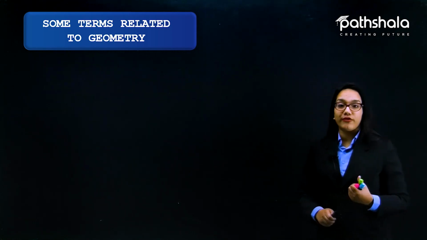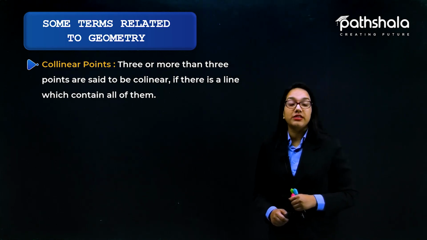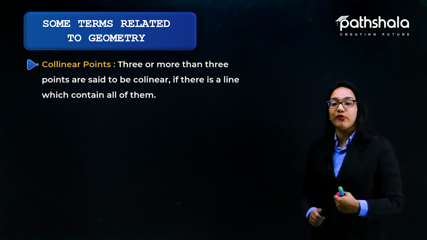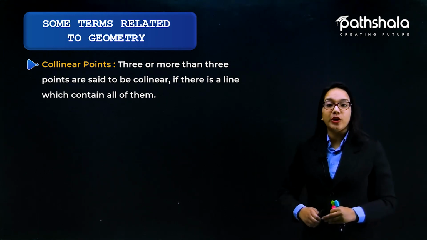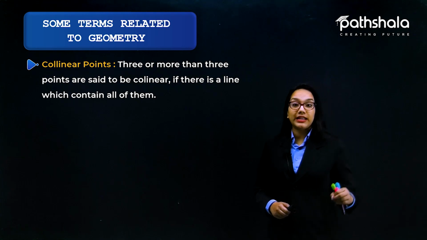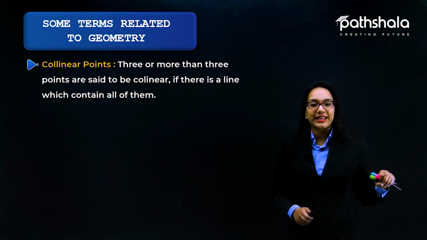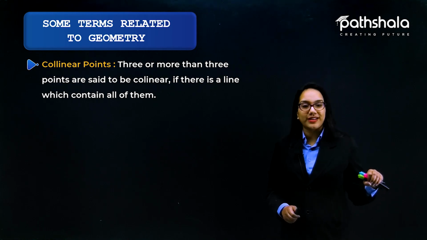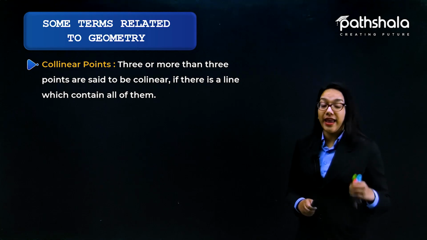Now let's move on further and talk about the next term, which is called collinear points. What is the meaning of collinear points? Three or more than 3 points are said to be collinear if there is a line which contains all of them, or we can say that if 3 or more points are lying on the same straight line, then they are called collinear, else they are not.